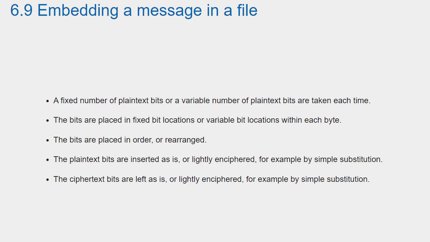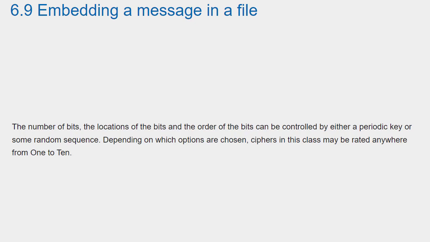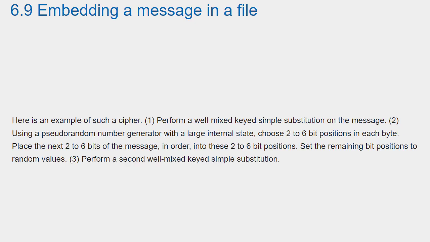The plain text bits are inserted as is or lightly enciphered, for example by simple substitution. The ciphertext bits are left as is or lightly enciphered, for example by simple substitution. The number of bits, the locations of the bits, and the order of the bits can be controlled by either a periodic key or some random sequence. Depending on which options are chosen, ciphers in this class may be rated anywhere from 1 to 10.